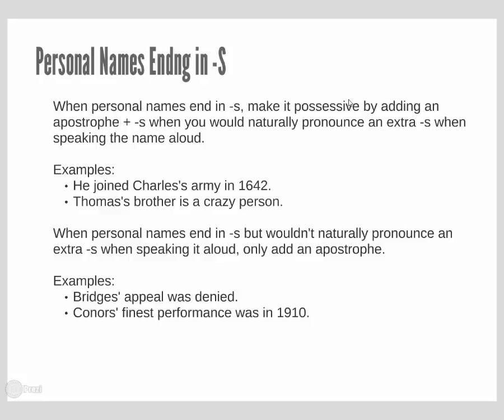So for example, he joined Charles's army in 1642. That sounds completely fine. Thomas's brother is a crazy person. Sounds wonderful, right? Next examples at the bottom. Bridges's appeal was denied. Sounds terrible. Connors's, it's horrible. You don't do it. It doesn't happen naturally, so you just add an apostrophe.